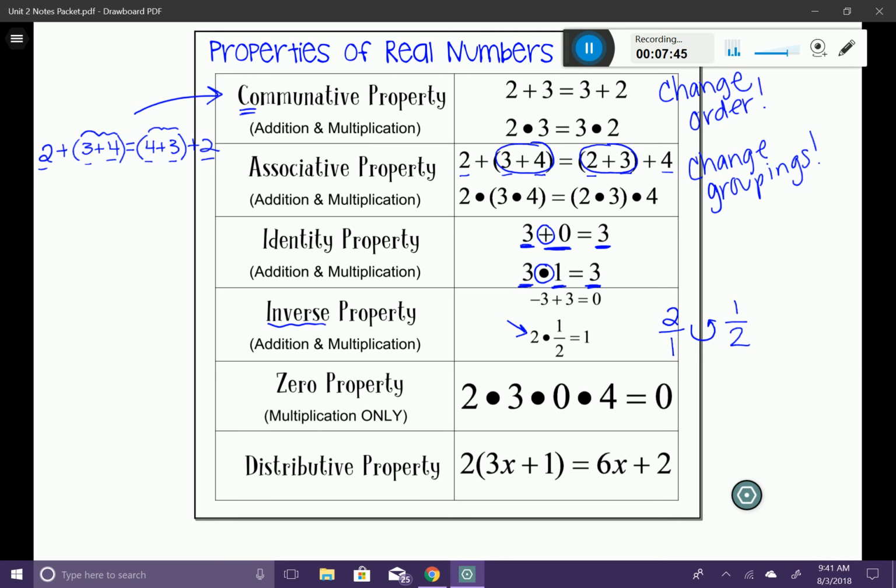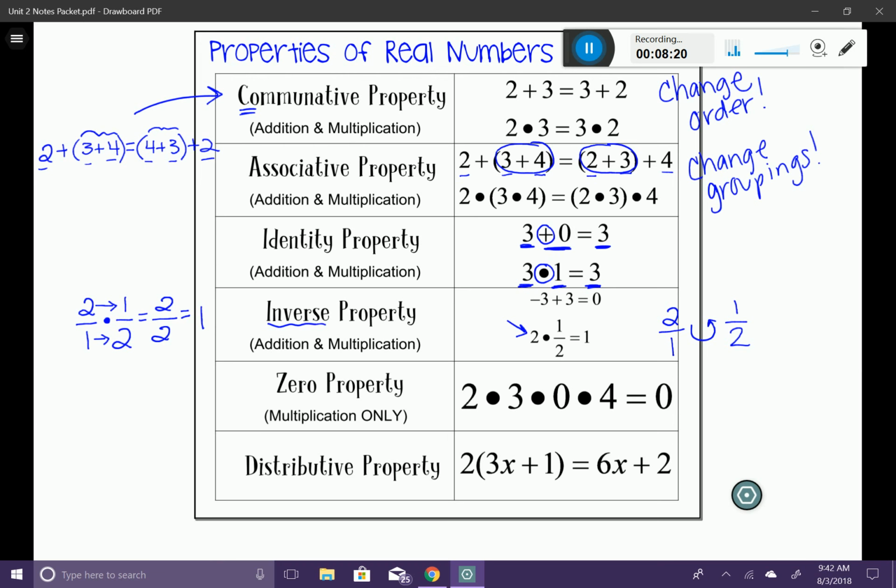Let me just show you real quick why it equals 1. So if I have 2 and I said that 2, we can always put it over 1. And I'm going to multiply it by its reciprocal of 1 over 2. When I multiply these fractions, remember, I multiply the numerator and denominator straight across. That's going to give me 2 times 1 is 2. And then 1 times 2 is 2. And we know that every fraction that has the same numerator and denominator, when we reduce it, it's always going to give us 1. So that's how this property works.